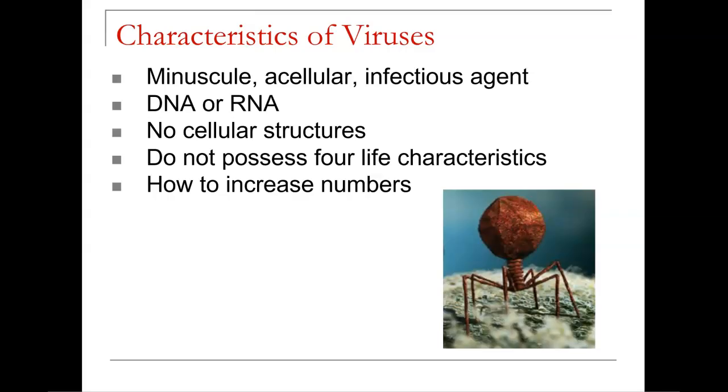Acellular means that they are non-cellular. They do cause disease. They lack a cell structure, or structure that we normally identify as being a cell structure. They cannot metabolize, grow, reproduce, or respond to their environment on their own. To increase numbers, they have to recruit cells, metabolic chemicals, and ribosomes. So they have to actually enter into a host cell and take over that host cell, basically.